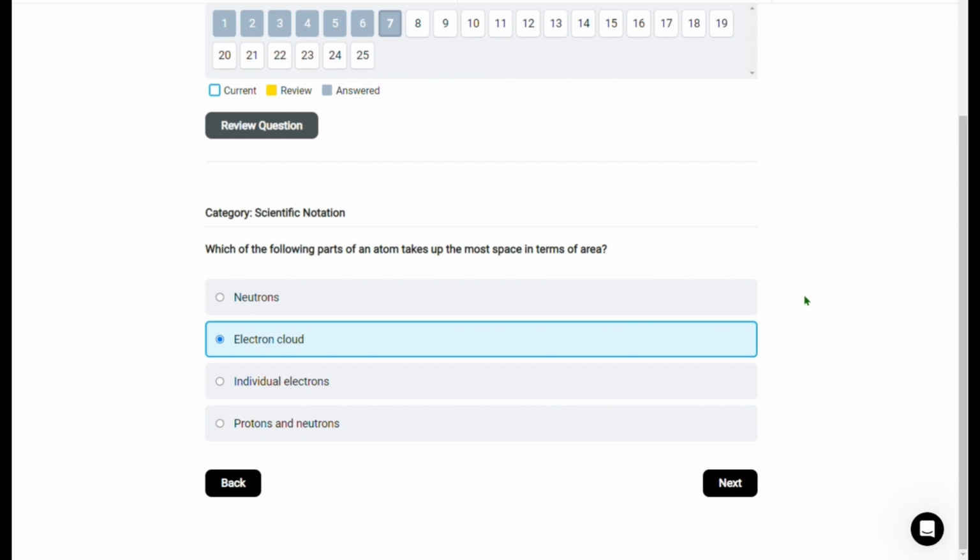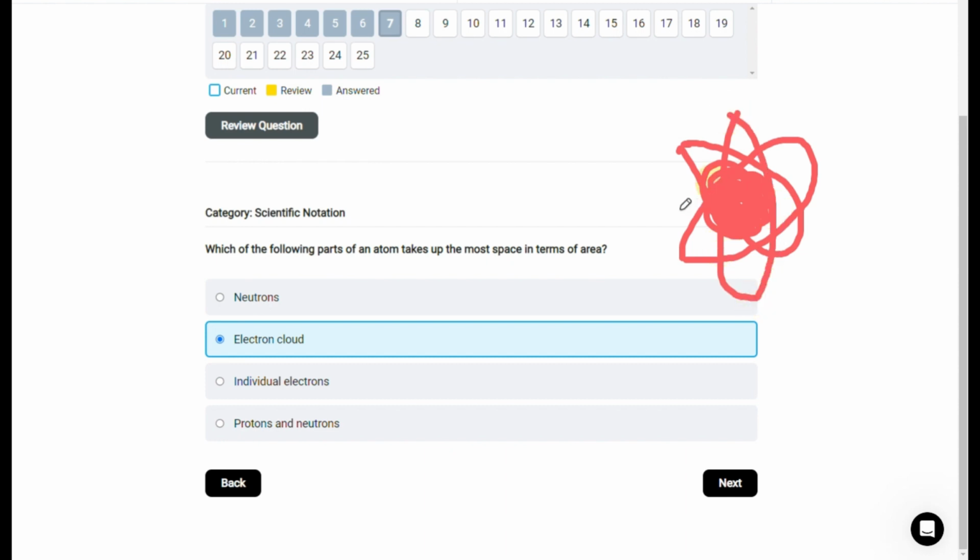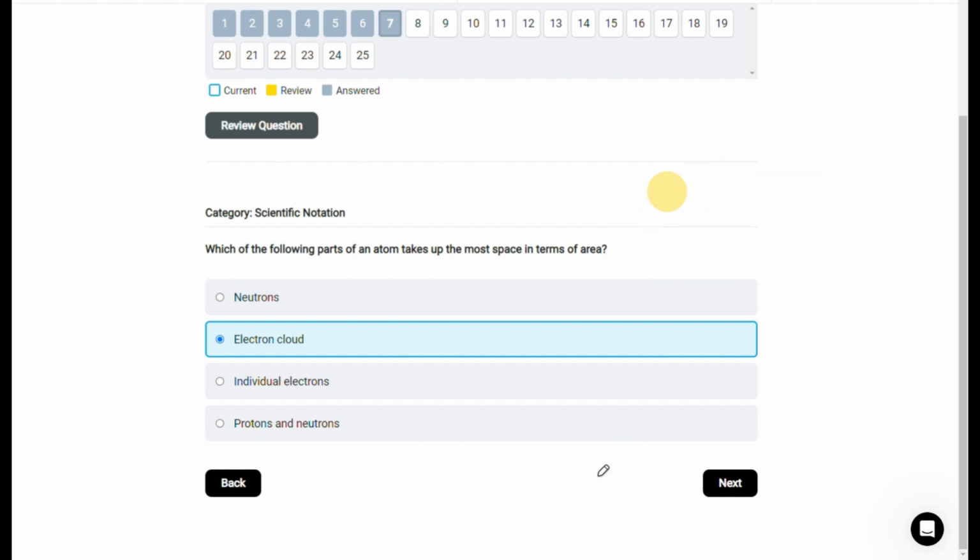Even though the electrons are the smallest component, they actually travel a far distance in orbitals outside. If we think of this as the nucleus of an atom, it's pretty big. However, the electrons travel far out in these orbitals and actually take up the most space in an electron cloud, making them the biggest in terms of area.